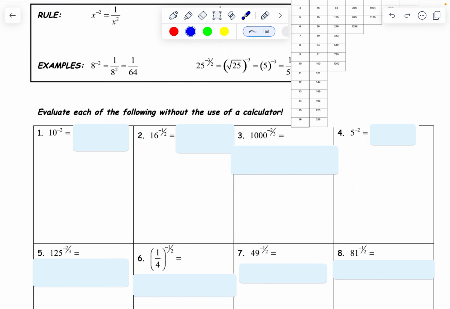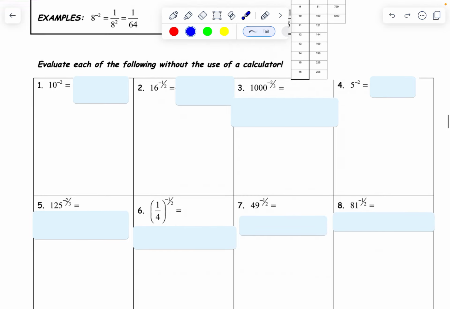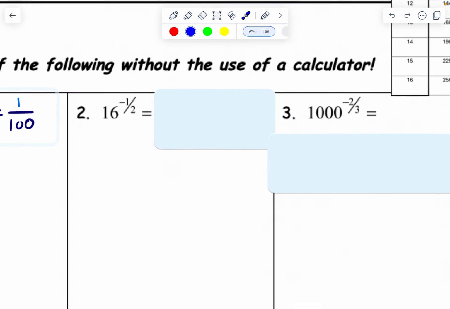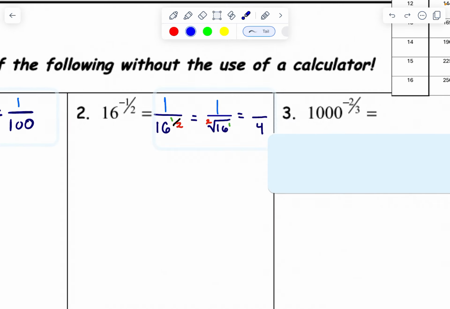Okay, now we can have negative exponents. Just remember that it flips the position of the base in a fraction. So if it's on top of a fraction, it's got to go on the bottom. And if I take everything off the top, I've got to leave a 1. So if I have 10 to the negative 2, that'll be 1 over 10 squared, or 1 over 100. 16 to the negative 1/2, I'd have to write 1 over 16 to the 1/2, which I could write as 1 over the square root of 16 to the first, which is 1/4.